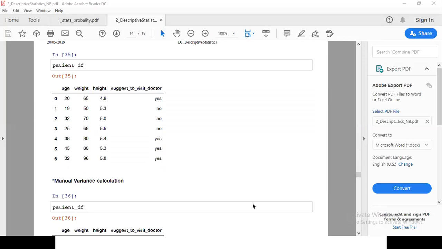Okay. So now see this, all of you write down this table.